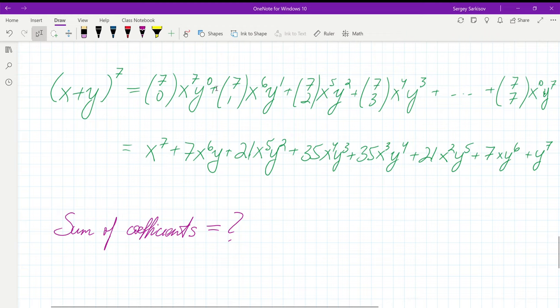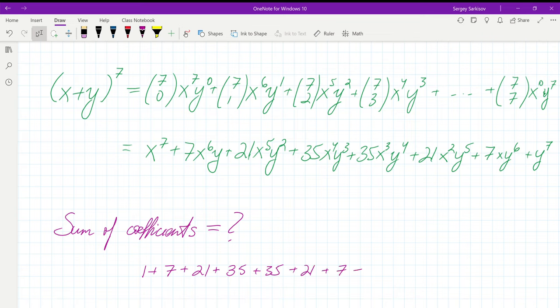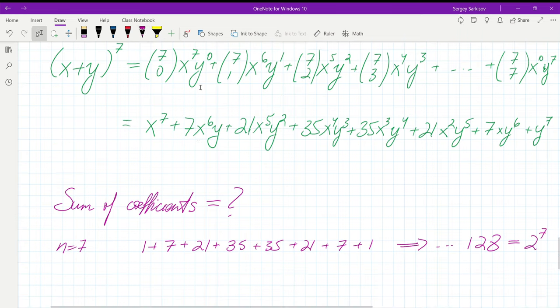So look, what is this? 1 plus 7 plus 21 plus 35 plus another 35 plus another 21, another 7 and another 1. How do you do this quickly? We can add these numbers, but what if you had a bigger n? For n equals 7, we expect to get 128. And that's 2 to the 7th.